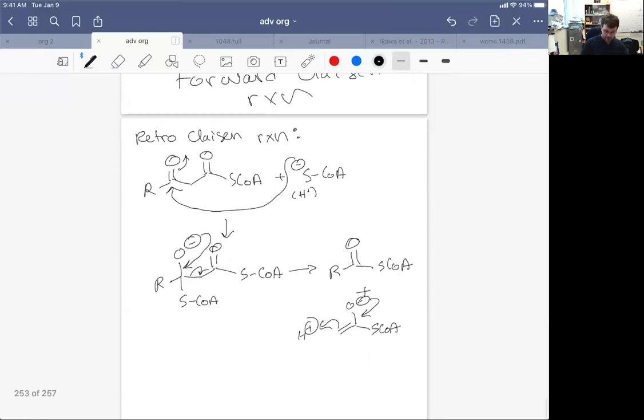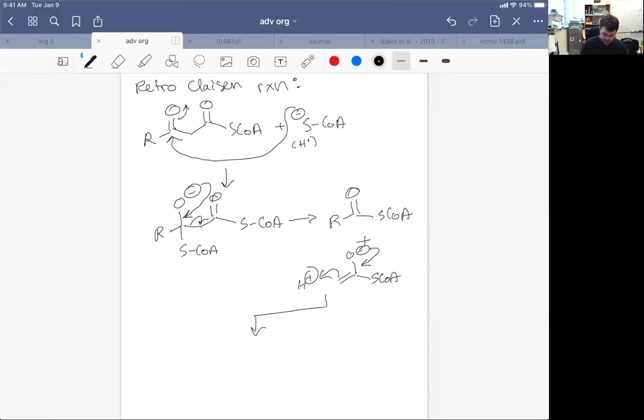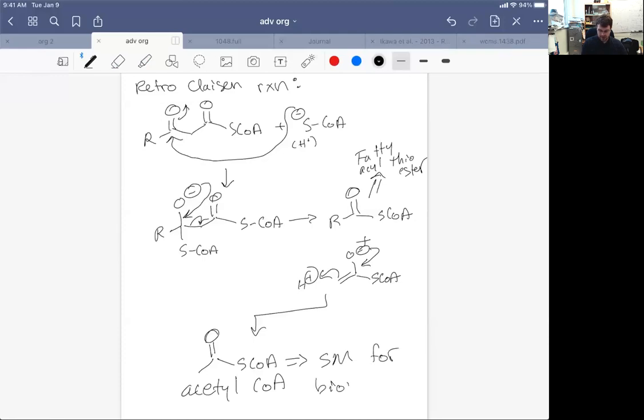Okay, so that's what happens in this process to give rise to S-CoA plus our now new fatty acyl CoA-S, fatty acyl thioester. I'm going to write it this way. So we have a new thioester that can be pumped through the system, but we also have acetyl CoA. Now, acetyl CoA, it turns out, is the starting material for the biosynthesis of fatty acids.